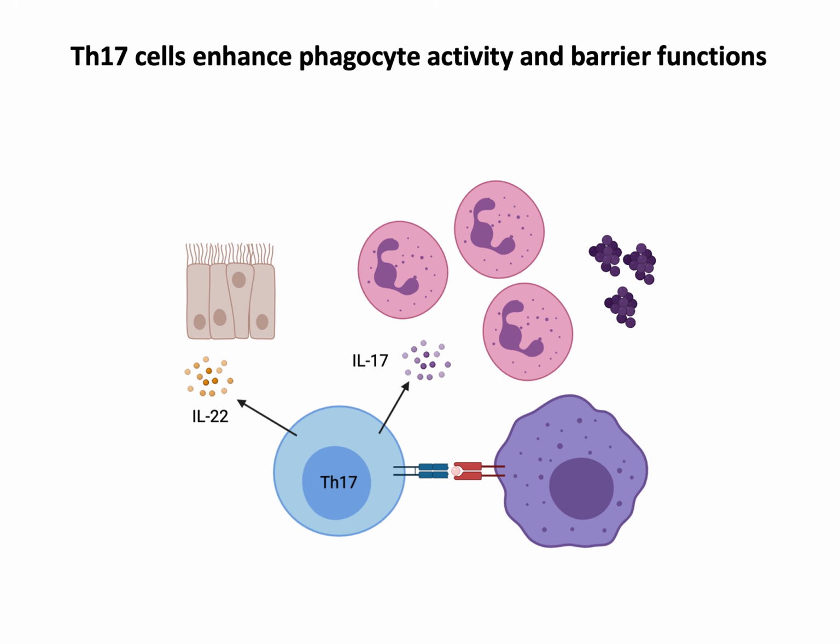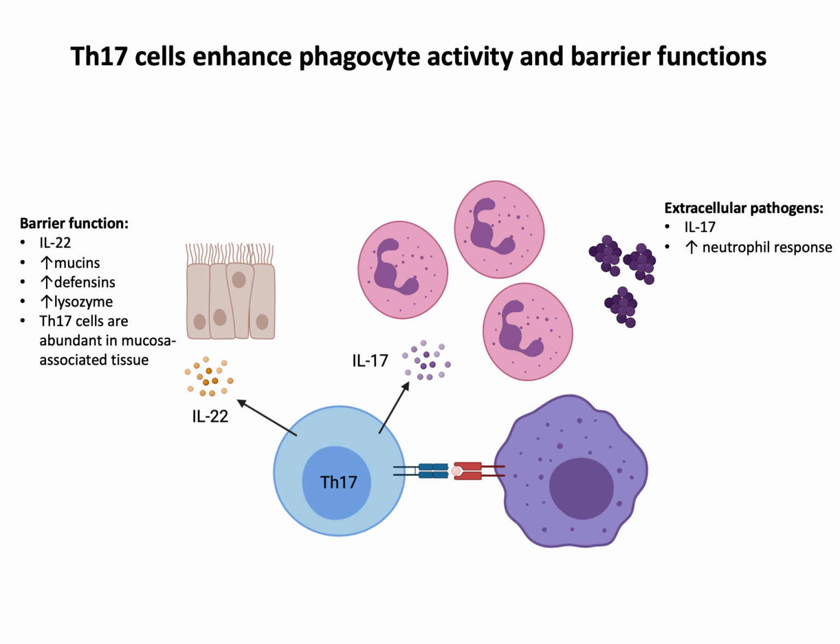Th17 cells produce a couple of cytokines. Interleukin-17 mediates the recruitment of neutrophils into inflamed tissues, and IL-22 can act on epithelial cells and mucosal surfaces to enhance barrier function. This includes the increased production of mucus and antimicrobial molecules like defensins and lysozymes. Th17 cells are abundant in the gut.